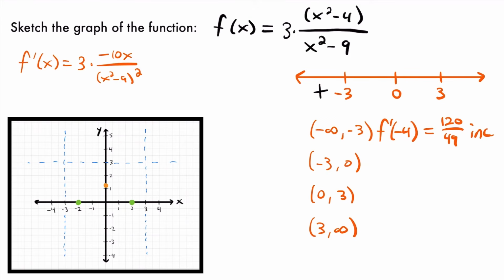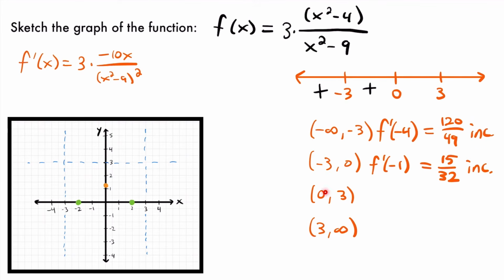And then if we test the value for our second interval, I'm going to pick negative 1. So we'll have f prime of negative 1, and that will be equal to plugging negative 1 into our first derivative, which if you do that, you'll get 15 divided by 32. And that is also a positive value for our slope, which means our function is increasing on that interval, and so we can write another plus on that part of our number line.